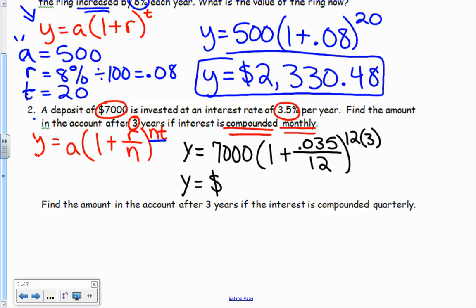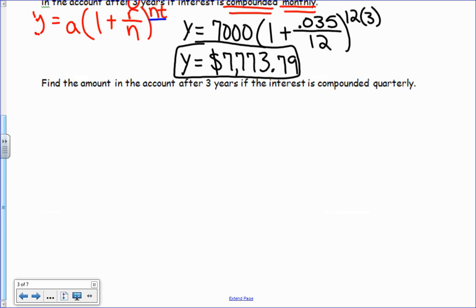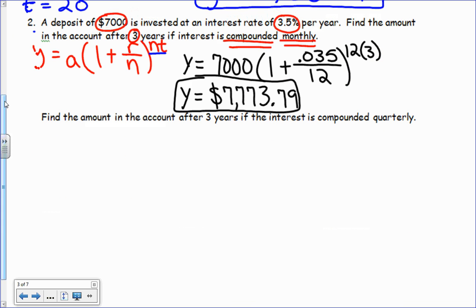All right, when you punch it in, you get $7,773.79 when it's compounded monthly. Now, the second part of this is find the amount in the account after 3 years if the interest is compounded quarterly. So the only thing that changes from the a, the r, the n, the t is now n, instead of 12, n is 4 because quarterly means 4.